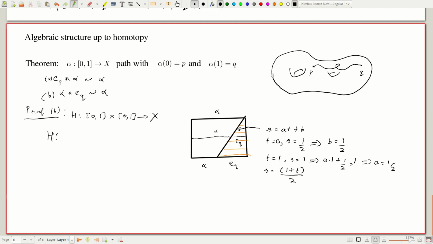So H of S comma T is going to be something when S is less than or equal to (1 plus T) by 2, and something else when S is greater than or equal to (1 plus T) by 2. Actually I should say 1 is greater than or equal to, and here 0 is less than or equal to. This is the way in which we can divide the regions, and they have to agree on the boundary. What is it when it's greater than or equal to? That's kind of trivial. That's Q. So this orange region is Q.